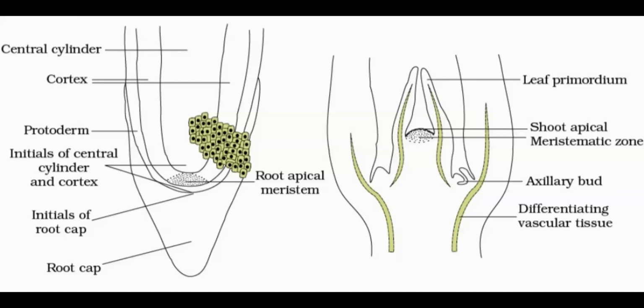Just give me 1 minute. Is it seen? Diagram number 6.1, meristematic tissue. Hi, Anna. Fine, let's talk about this meristematic tissue.